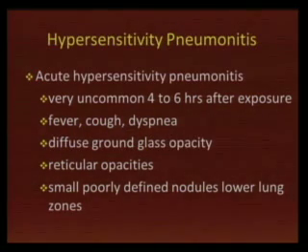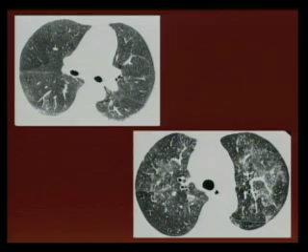What could happen in this kind of HP? Normally we have diffuse ground glass opacity that can mimic pulmonary edema or hemorrhage. Actually here we have one of the patients with acute HP, and you can see ground glass opacity mainly in the perihilar region, and this can mimic a pulmonary edema or hemorrhage.